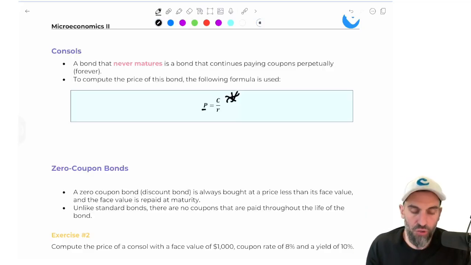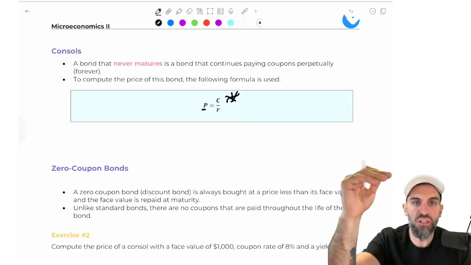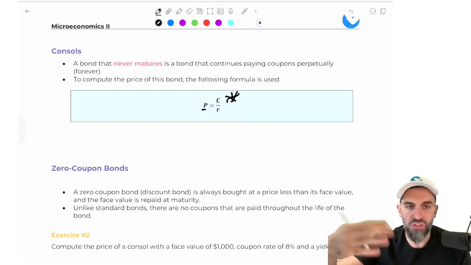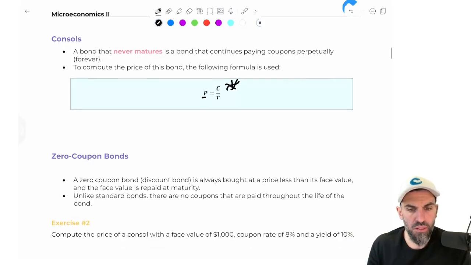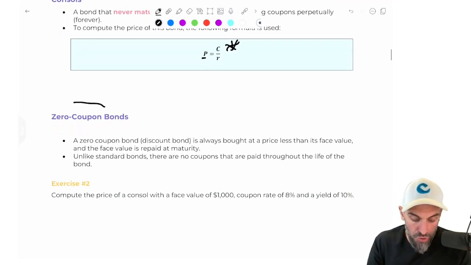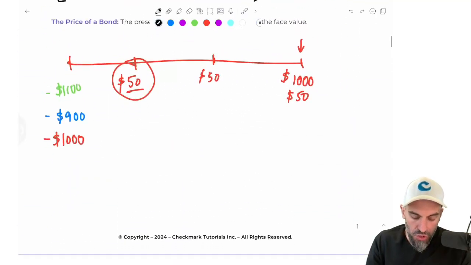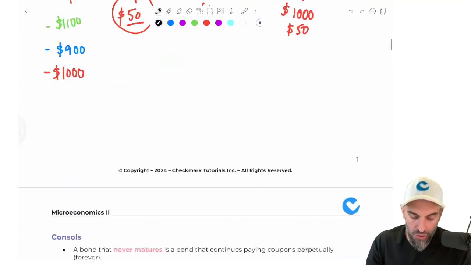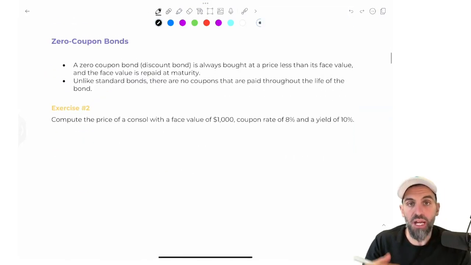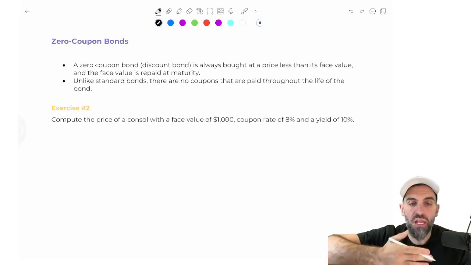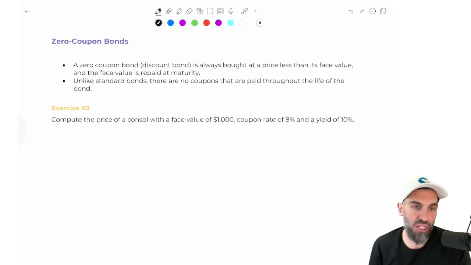The formula to calculate the price, memorize it, is the coupon divided by the yield, or divided by the rate. Those of you who have done TVM before, this is a perpetuity. And then zero coupon bonds, these are also bonds that just don't pay a coupon. So imagine you loaned money to somebody and they have to pay you back at the end, but they don't pay any periodic interest.